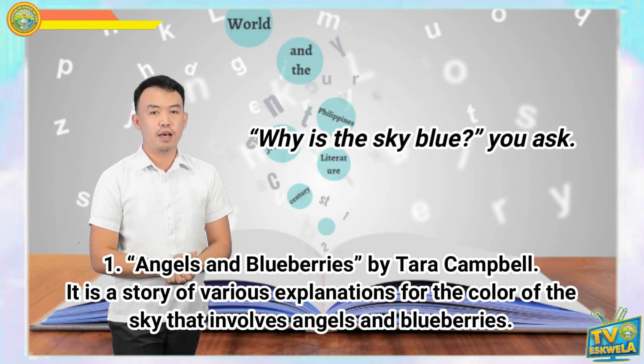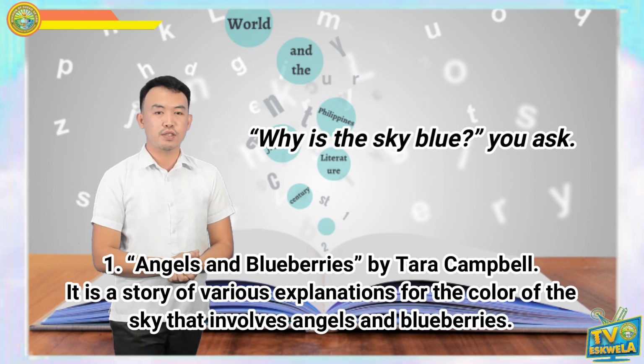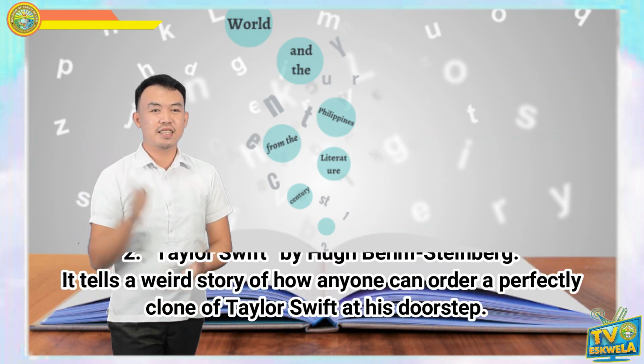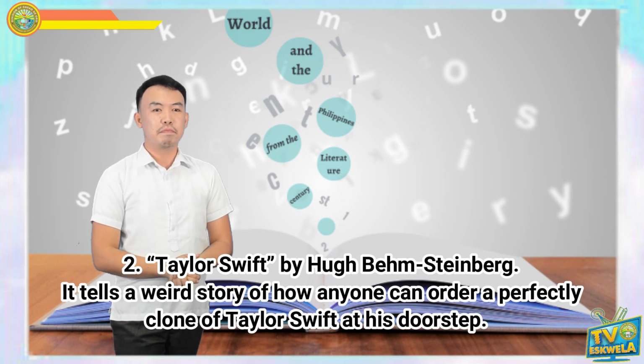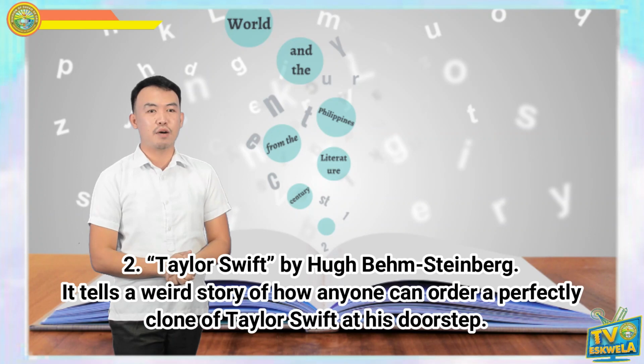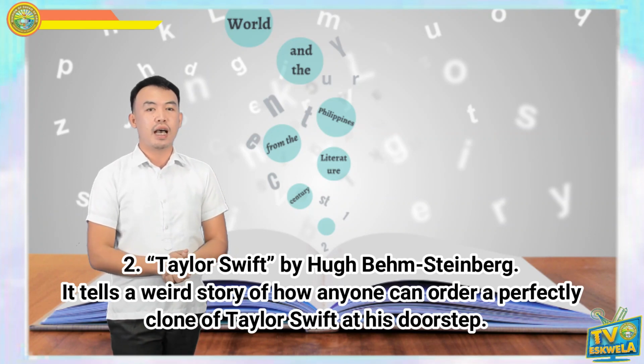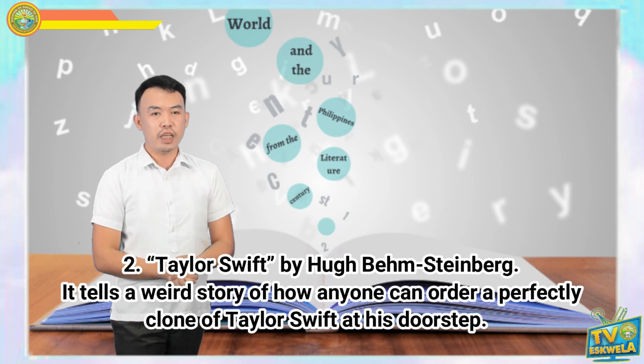You ask? Well, it all depends on who's answering. The second is Taylor Swift by Uem Steinberg. It tells a weird story of how anyone can order a perfect clone of Taylor Swift at his doorstep. I will read to you the first line.